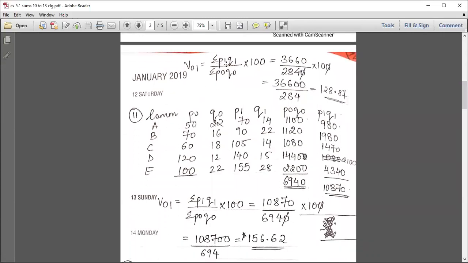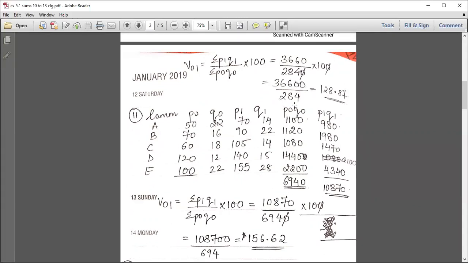After adding, you'll put the formula. V01 is equal to summation P1 Q1 upon summation P0 Q0 into 100. 3660 upon 2840 into 100. Then as you all see, I have cancelled the zeros. 36600 upon 284. Again, one more sum I'll help you to solve.